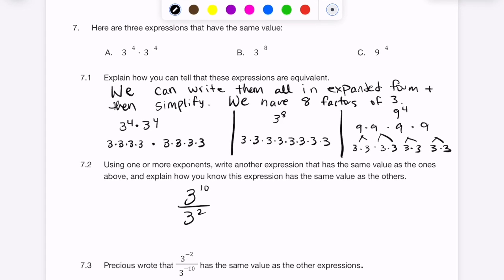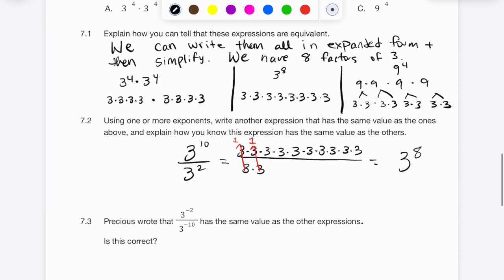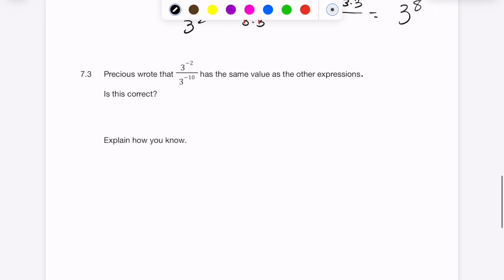And then I could write it out in expanded form to explain. So 10 factors of 3 divided by 2 factors of 3, and then 3 divided by 3. These cancel away to be 1. And we are left with 3 to the 8th power. Okay, so that work is good enough explanation. So we have our last question. Precious wrote that 3 to the negative 2nd power divided by 3 to the negative 10th power has the same value as the other expressions. Is this correct? Explain how you know.